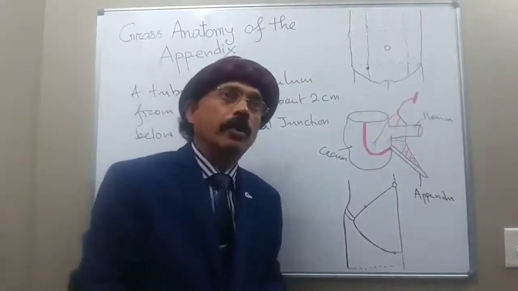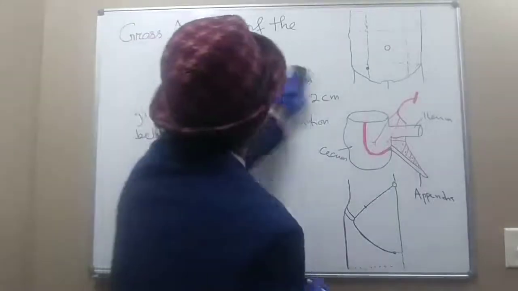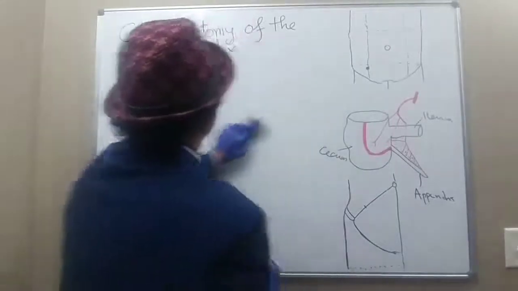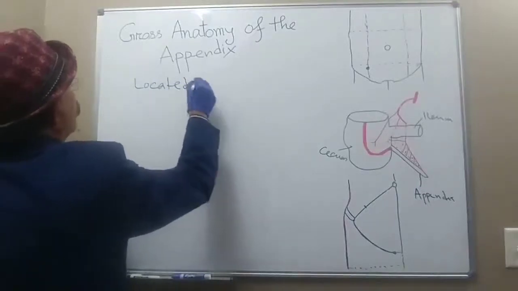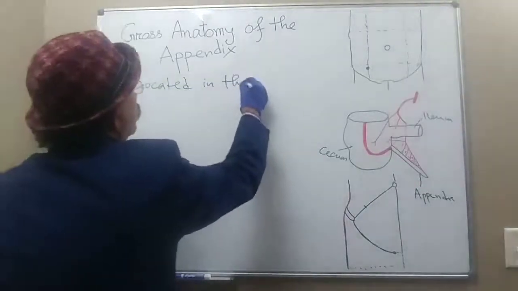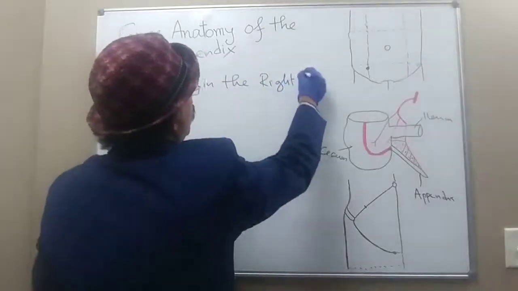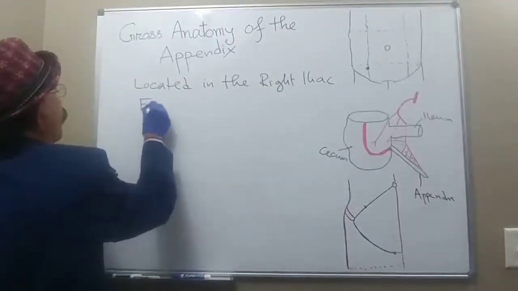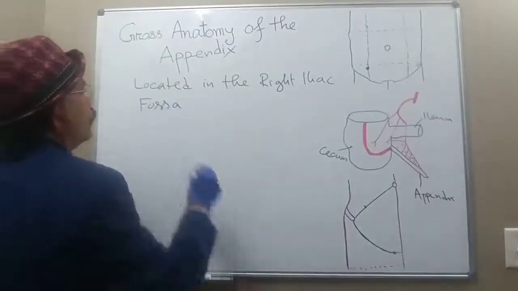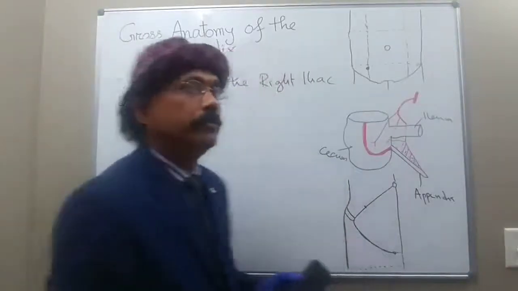It is also called the vermiform appendix. It is located in the right iliac fossa of the abdomen. Okay, so you got the location.